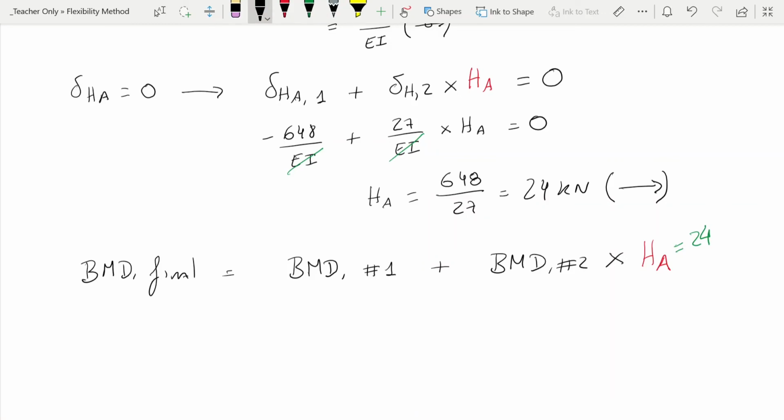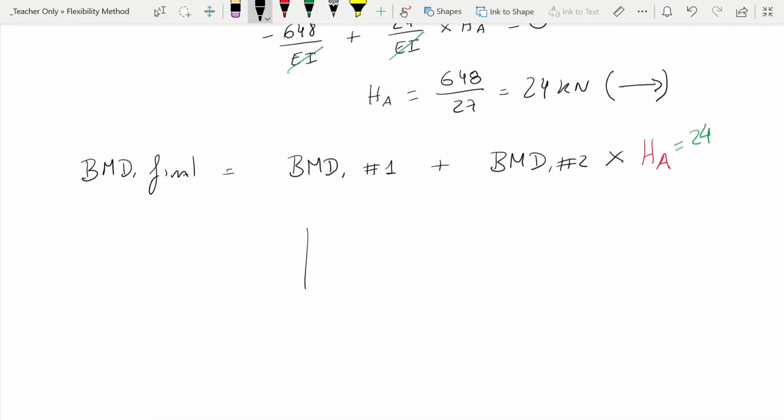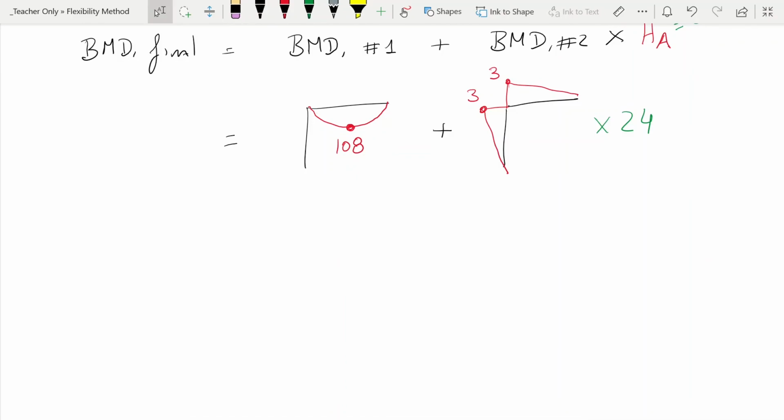So very, very quickly, we know that this diagram looks like this, and that value over there is 108. And we know this other diagram looks like this, with 3 in the corner and then 0. And this is the diagram we're going to multiply by 24 to get our final bending moment diagram. So let's do this. Draw a really big diagram here to make sure we have space to draw everything.